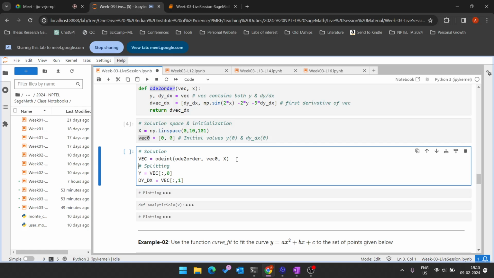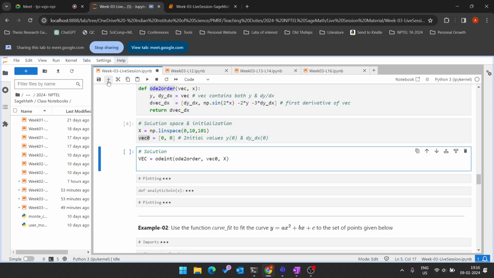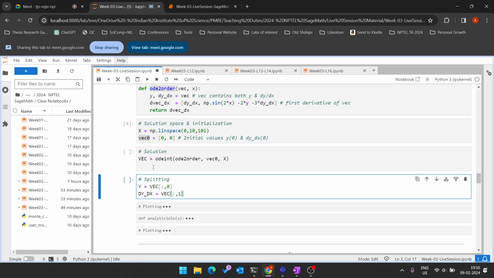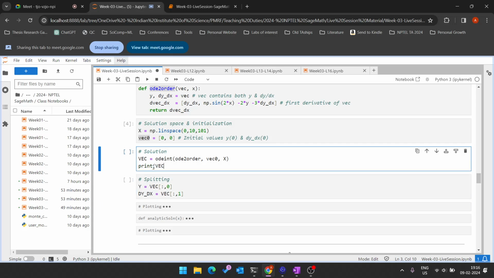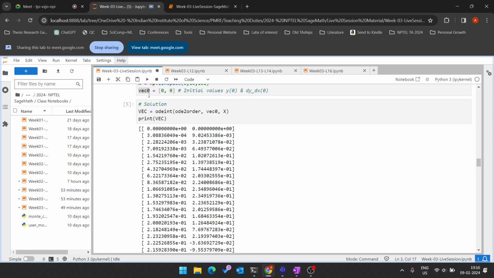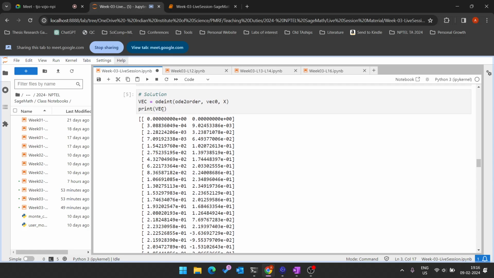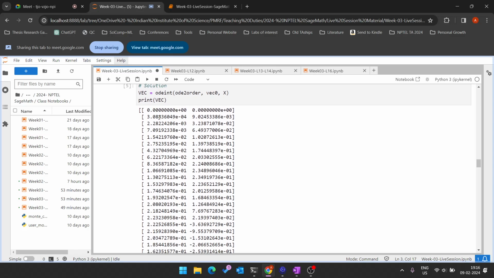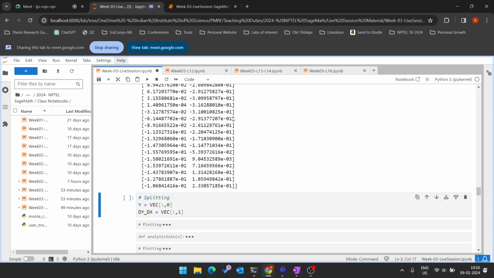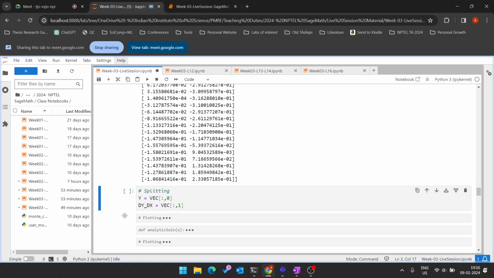And if I run this only till this point and say print vec, what do I get? Each point of vec is basically y of x and dy by dx at some provided x. So the first term being at x equal to 0, the next term being at x equal to 0.1, all the way till x equal to 10. So I'm now just splitting the vector into y and dy by dx respectively.